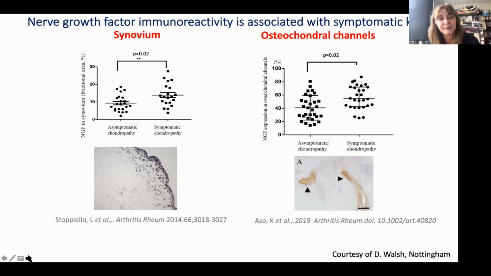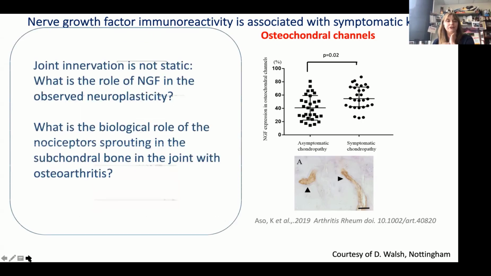Now, if we go back to what's happening in a joint, the same studies from the group of David Walsh, where they found these subchondral bone channels with nerves in human joints with osteoarthritis, also found that nerve growth factor in the synovium, as well as in these channels, was associated with pain. If some of you are working in the field of osteoarthritis, you are very well aware of the interest over the past 10 years or so in nerve growth factor. So joint innervation is not static, and we do not know what the biological role is of nerve growth factor, or of these nociceptors sprouting in the subchondral bone, beyond pain.